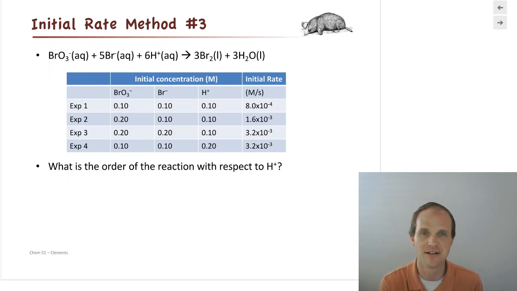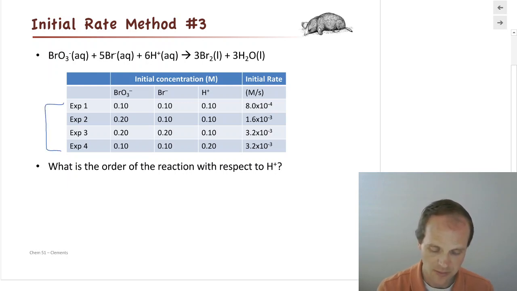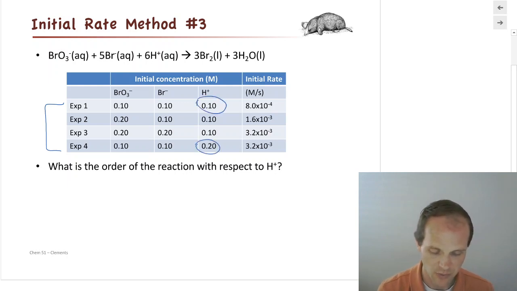I know you can. Okay, so we have to find an experiment where only H+ changed and nothing else changed. So if we look at 1 and 2, bromate changed. So nope, not the one. How about 1 and 3? Nope, bromate and bromide changed. How about 1 and 4? Yay! If we look at 1 and 4, bromate and bromide stayed at 0.1, and H+ doubled from 0.1 to 0.2.